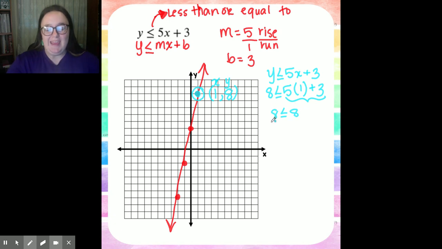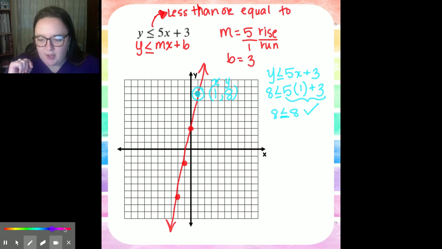Now let's talk about, is this statement true? 8 is less than or equal to 8. Yes, this statement is correct because it has the equal to line underneath. That's true, right? The or equal to makes it true. Again, if you were to do any other point that's on this line, it would also be true because it is on the line.